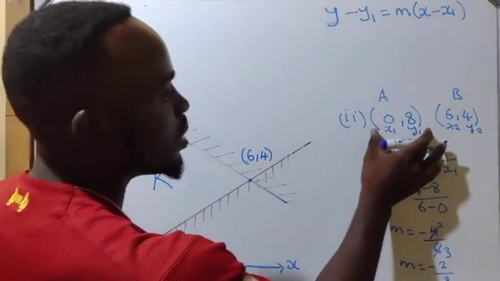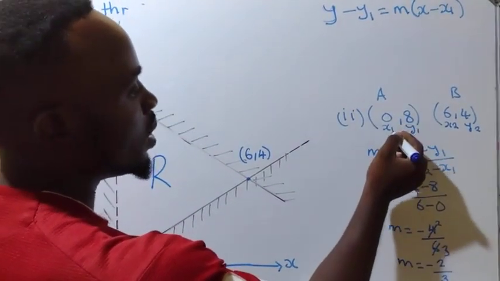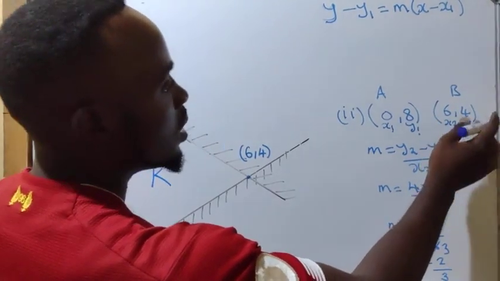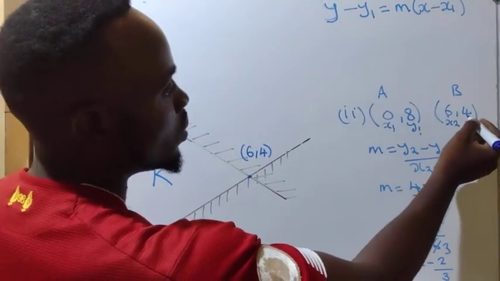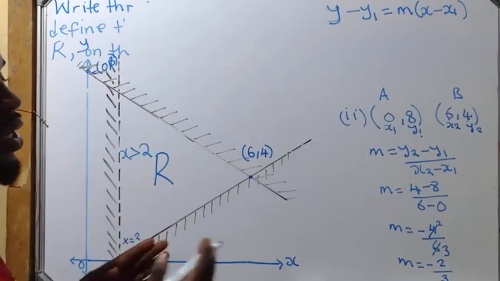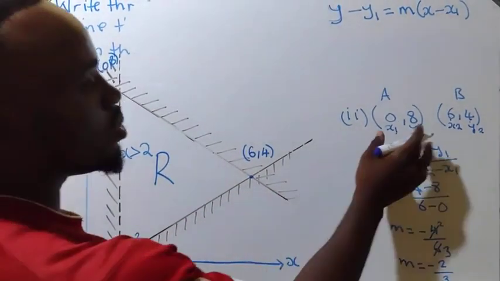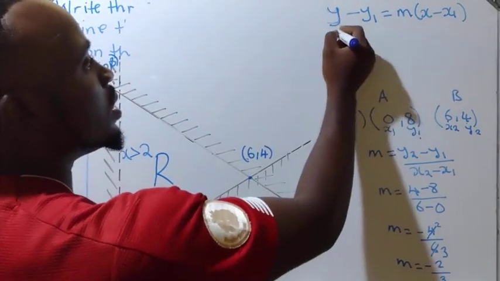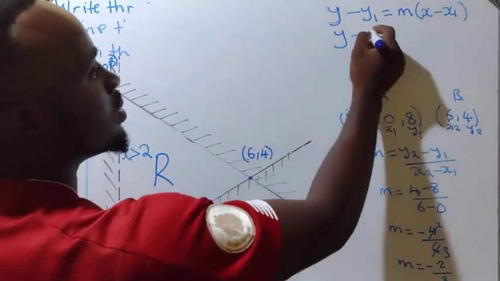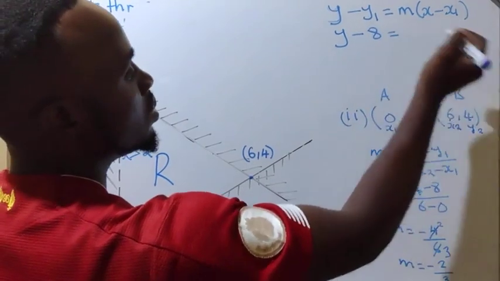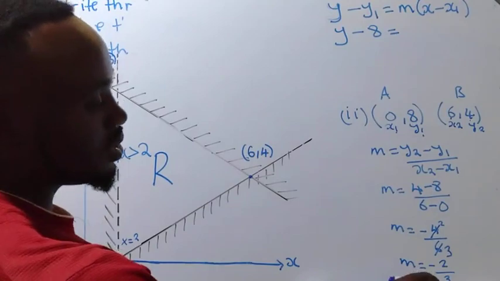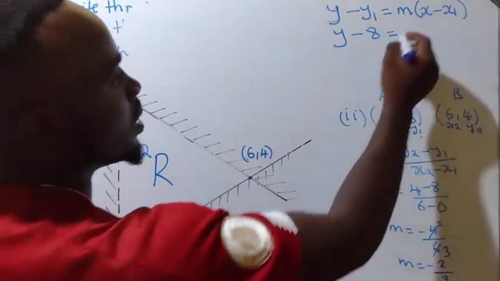So if you choose to pick this one, this will be your x1, this one your y1. If you choose to pick this one, this will be your x1, this one your y1. So whatever coordinates you pick, you are going to get the same answer. So let's say we pick this one. So using y minus, where there is y1, we are going to put 8, equal to m. Remember, m is the gradient. What is our gradient? Negative 2 over 3.